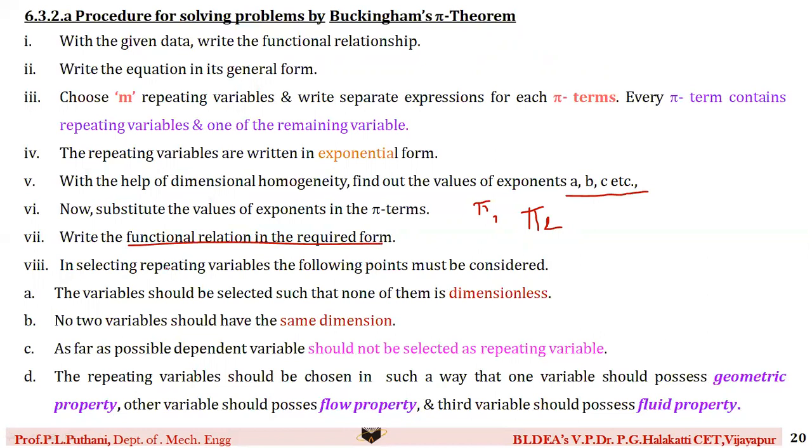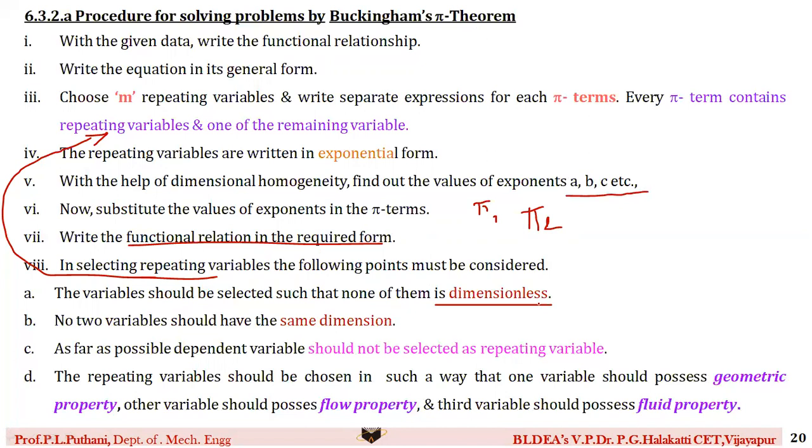So I was telling you some of the conditions to choose the repeating variables, which we have discussed here in point number 3 regarding repeating variables. When we are choosing the repeating variables, you have to note down some points. The first important point is that when you choose any variable as a repeating variable, compulsorily it should have dimensions. So the variables should be selected in such a way that none of them is dimensionless. The repeating variables which you are choosing should compulsorily have dimensions.